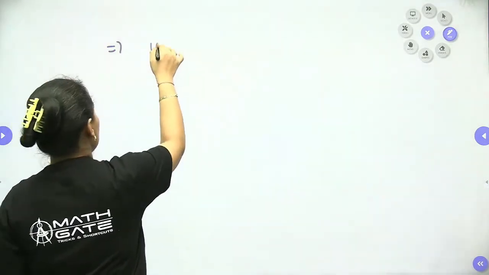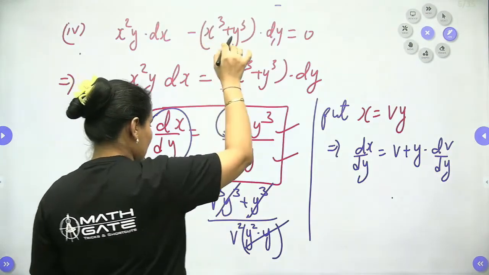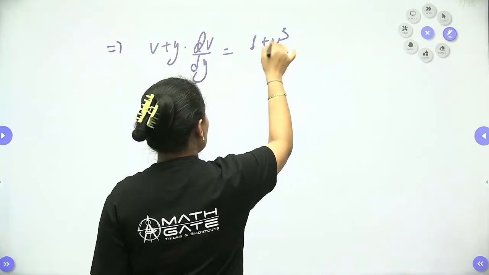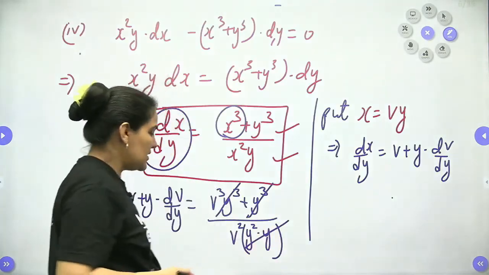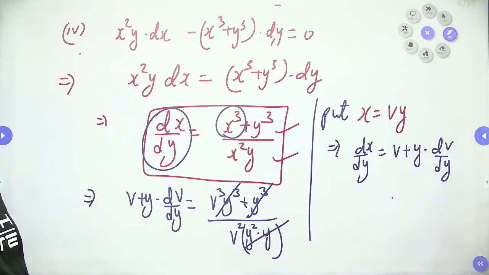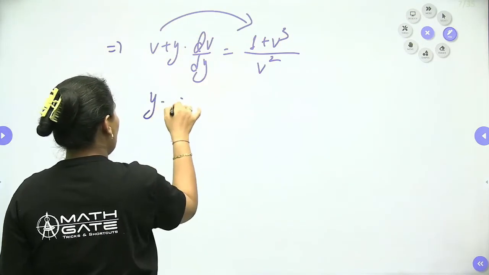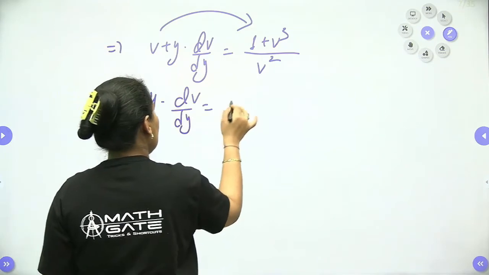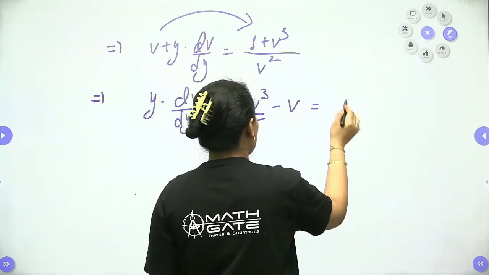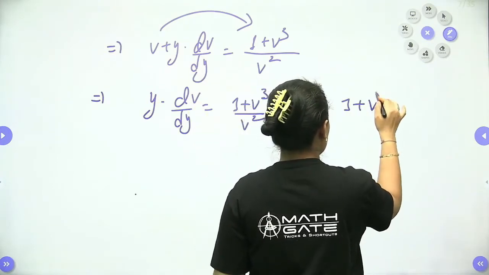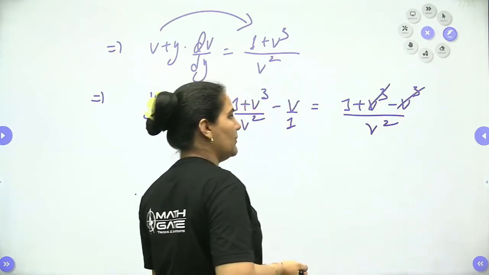So it will be v + y dv/dy equals 1 plus v cube, divided by v square only. Now let's transfer v there. So it will be y into dv/dy equals (1 plus v cube) over v square, minus v. When we take the LCM, it will become 1 plus v cube minus v cube, divided by v square. The v cube and v cube will cancel out.